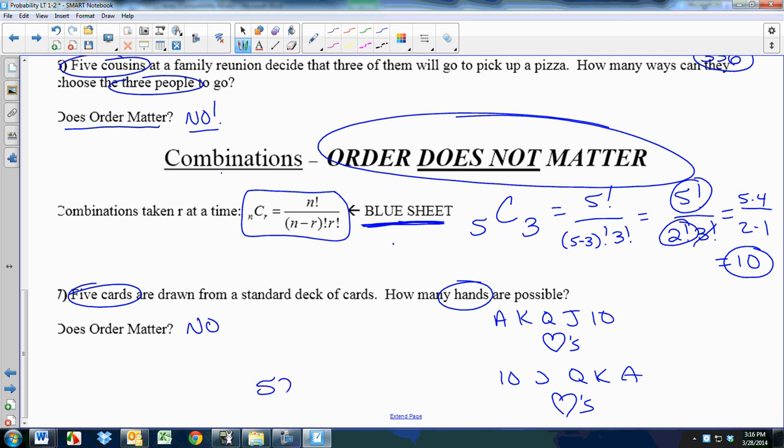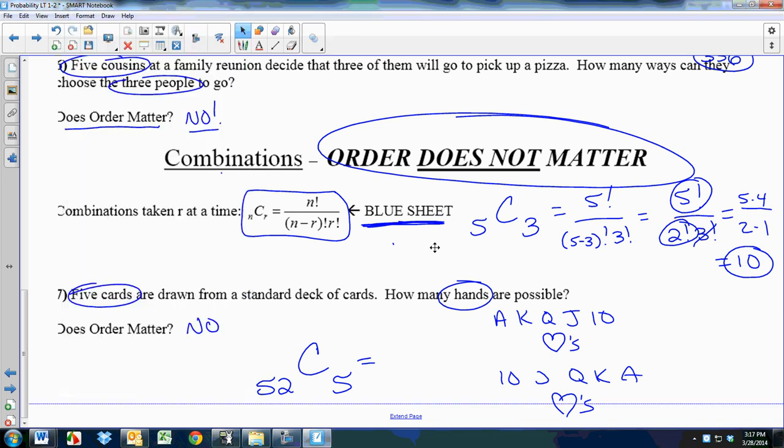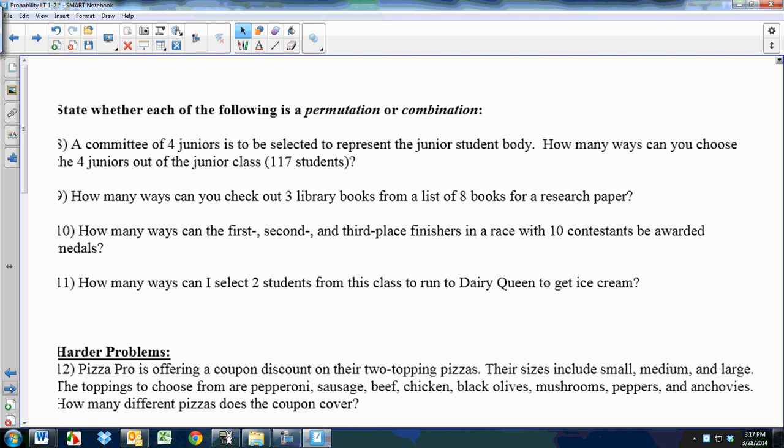There are 52 cards in the deck, so 52 C 5. We'll let the calculator calculate that monstrous number. Let's see, erase. 52, math, C, 5. 2,598,960.